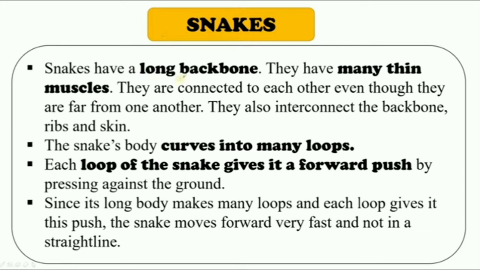Next one, movement in snakes. Snakes have a long backbone. They have many thin muscles. They are connected to each other even though they are far from one another. They also interconnect the backbone, ribs, and skin. The snake's body curves into many loops. Each loop of the snake gives it a forward push by pressing against the ground. Since its long body makes many loops and each loop gives it this push, the snake moves forward very fast and not in a straight line.